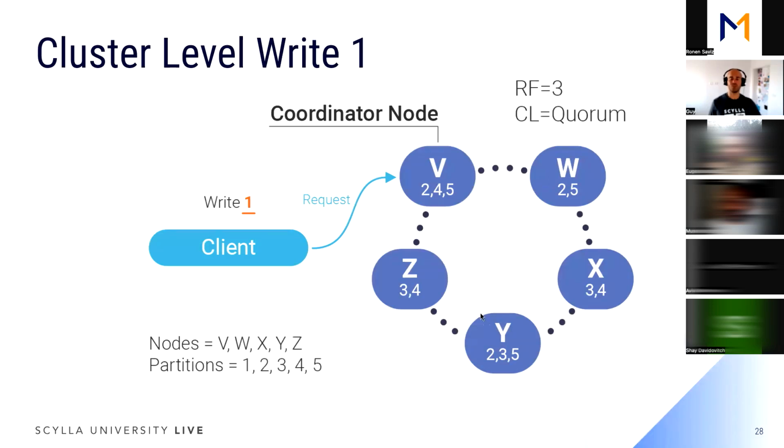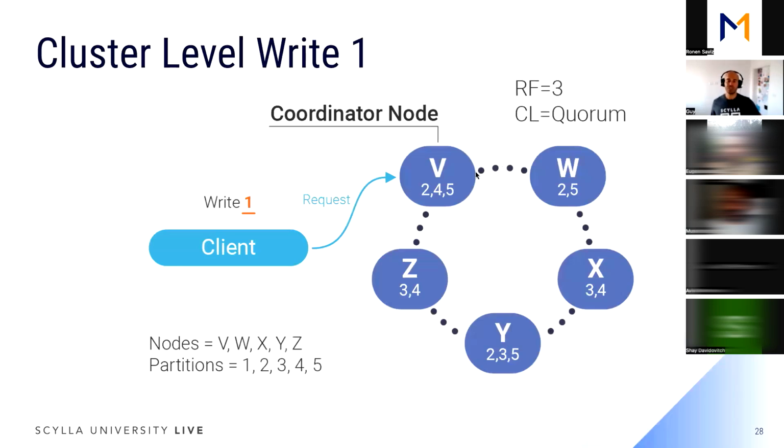V, W, X, Y, and Z are the nodes. And the definitions are replication factor of 3. Okay, and if you remember, that means that each piece of data is replicated 3 times. And for this specific query, if you remember, the consistency level is defined per query. So in this example, the consistency level for this query was defined as quorum. And what does that mean? It means that a majority of our replicas need to respond to a given query, okay?